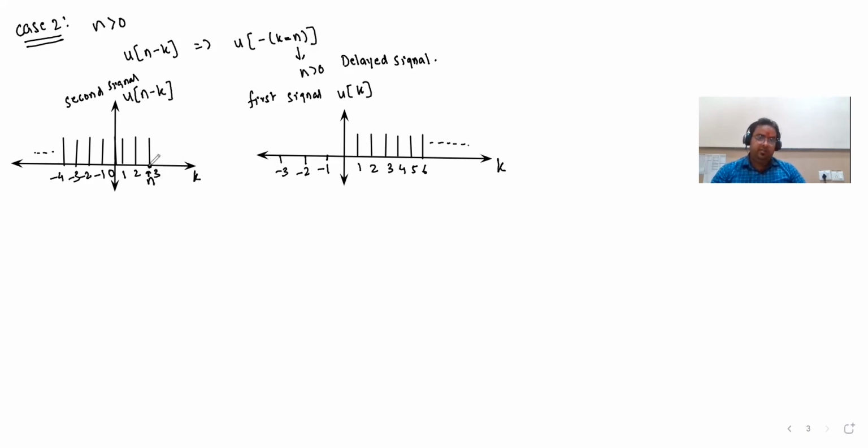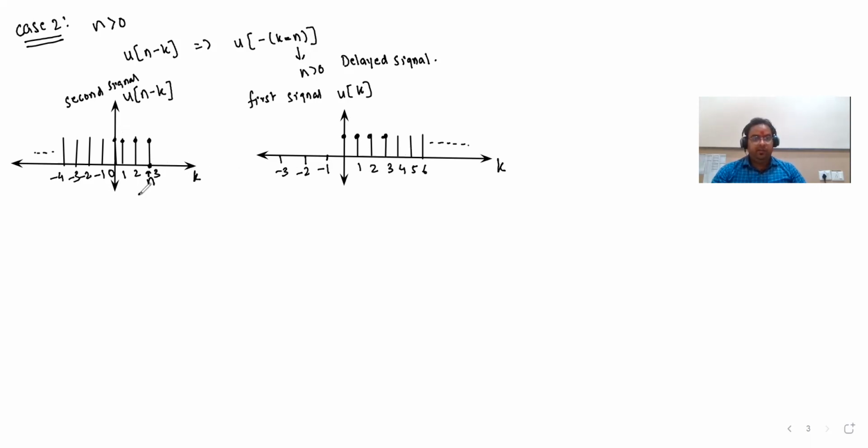So that n value is here. Up to n only we will have this product, where the 0th sample will be multiplied with the 0th sample, the first sample with the first sample, the second sample with the second sample, the third sample with the third sample, and then the fourth sample will be multiplied with the fourth sample and it will become 0.